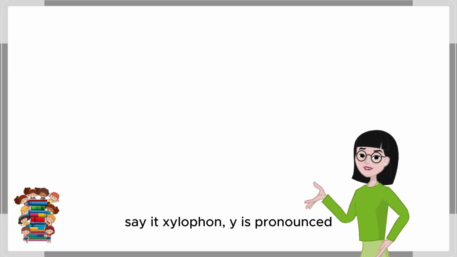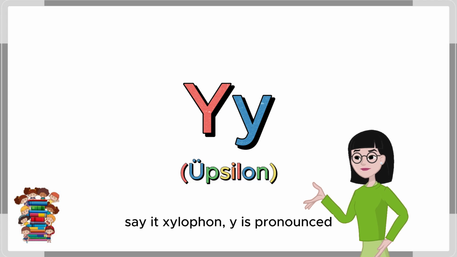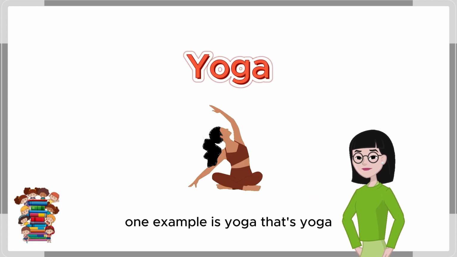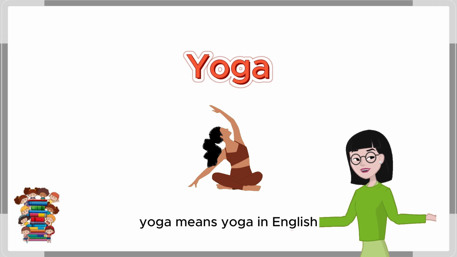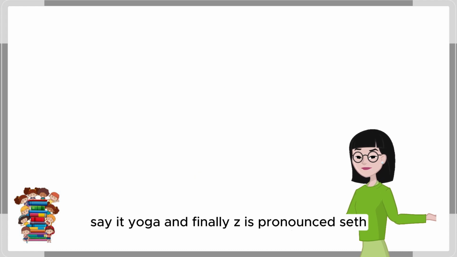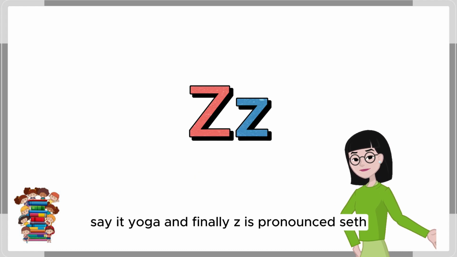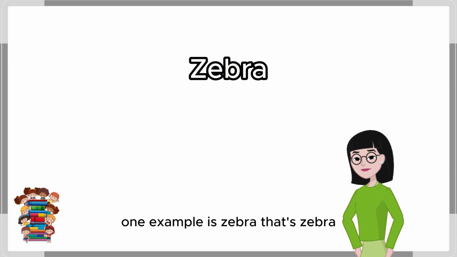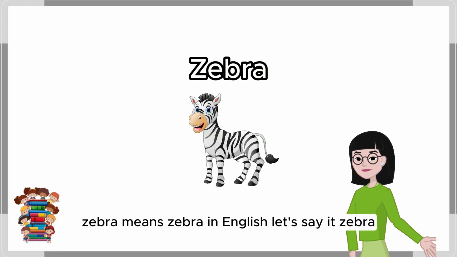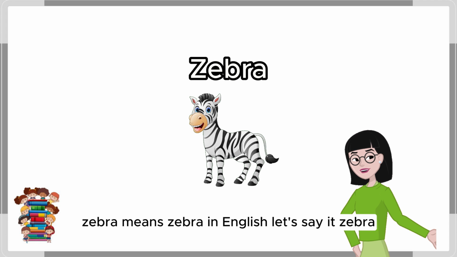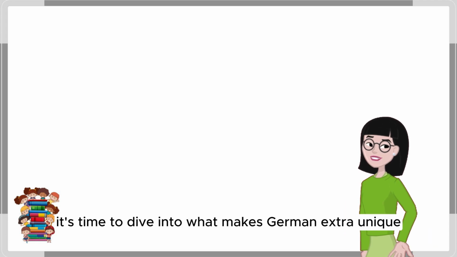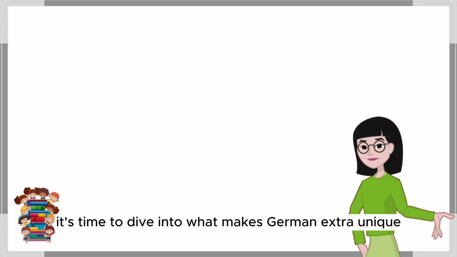Say it, Xylophon. Y is pronounced oopsilon. One example is Yoga, that's yoga. Yoga means yoga in English. Say it, Yoga. And finally, Z is pronounced tset. One example is Zebra, that's zebra. Zebra means zebra in English. Let's say it, Zebra.